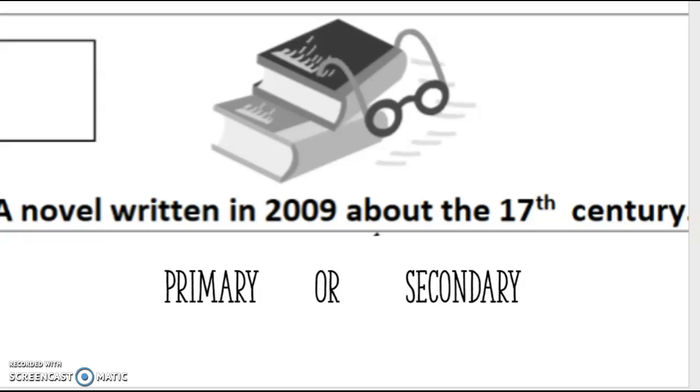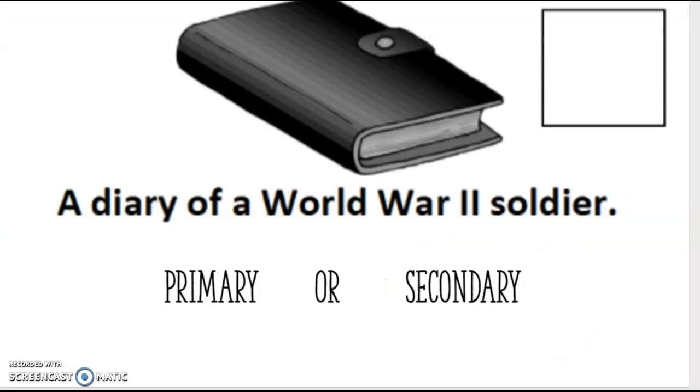A novel written in 2019 about the 17th century. So because it was written in a whole different century, right? Whole different years apart, that means it was based off of research, so that would be a secondary source. A diary of a World War II soldier. Well, they wrote their own words about World War II. It's in a diary, so this is something that's from them. So this is a primary source.